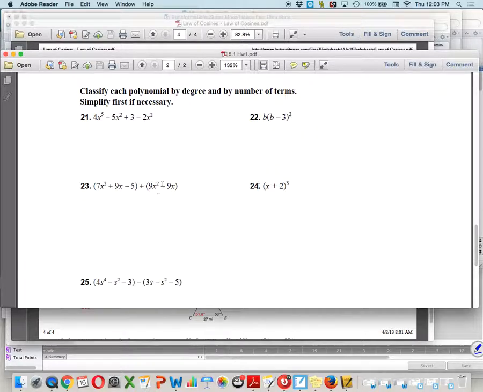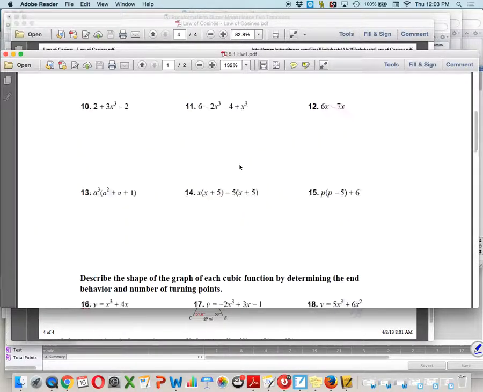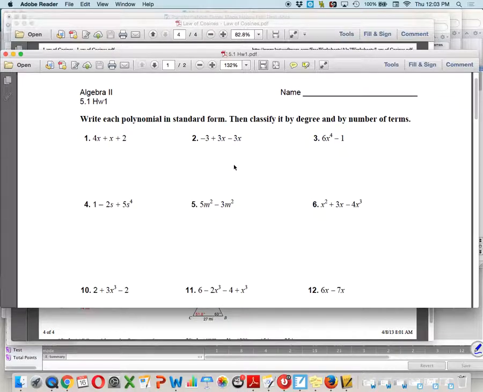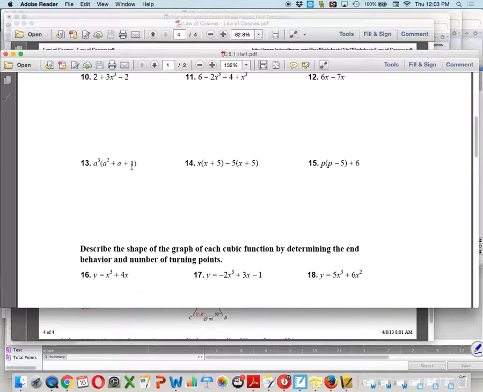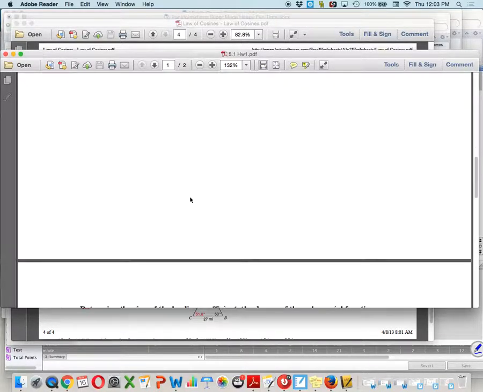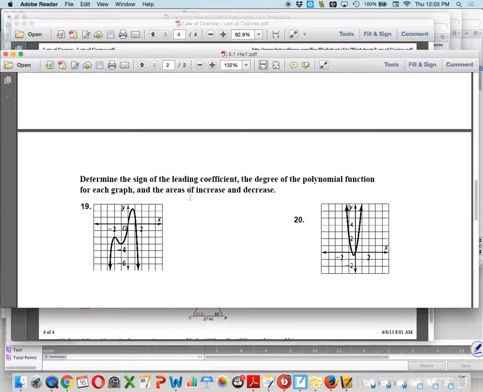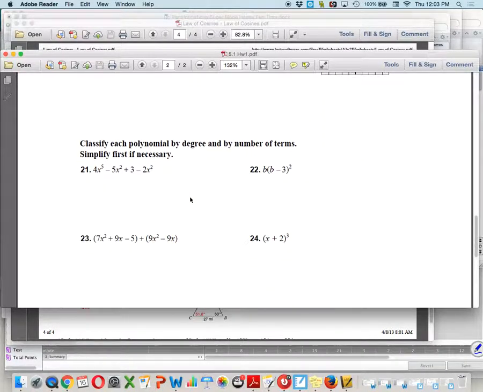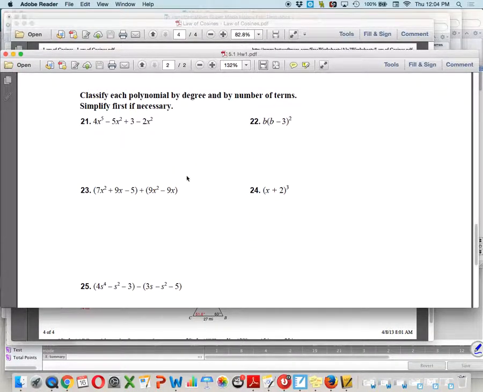Down below, classify those. I don't need you to do all of these. I need you to do the odds. I'll list this on Schoology as well. On the odds 1 through 15, I need you to do 16, 17, and 18. I need you to do 19 and 20. And I need you to do 22 and 25. There's your assignment.